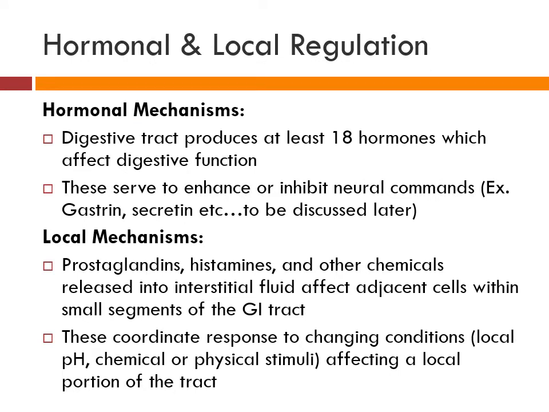Our digestive tract produces at least 18 different hormones. We're going to talk about some of them later in the lecture today. These hormones are going to enhance or inhibit the neural commands. They have mainly a localized effect, but they can have a more widespread effect as well. Other local mechanisms, prostaglandins, histamines, and other chemicals are released when chemoreceptors are affected, so they can affect just small regions of the GI tract for localized digestion and processing.